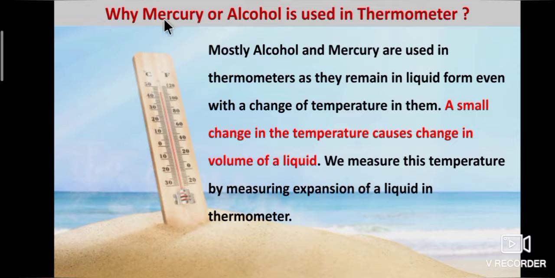Before that, why is mercury or alcohol used in a thermometer? Mostly, alcohol and mercury are used in thermometers as they remain in liquid form even with a change of temperature in them. A small change in the temperature causes a change in volume of a liquid. We measure this temperature by measuring the expansion of a liquid in the thermometer.